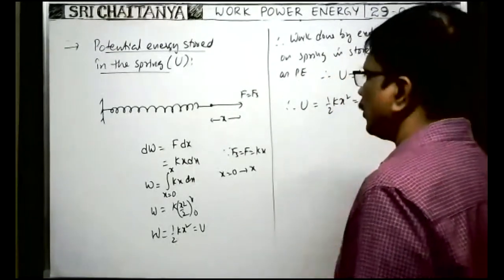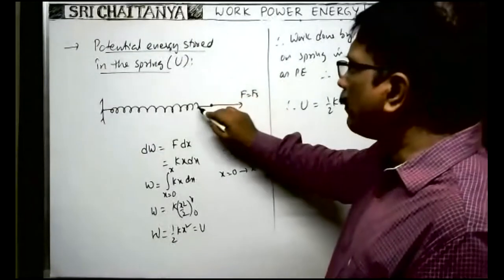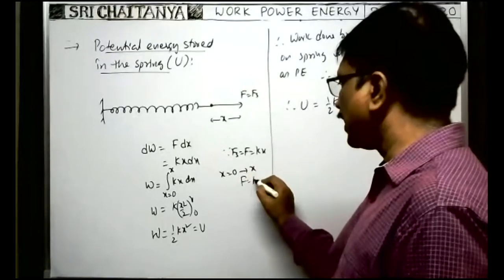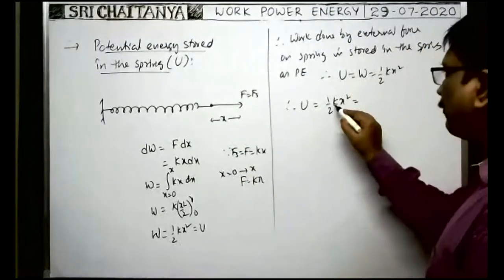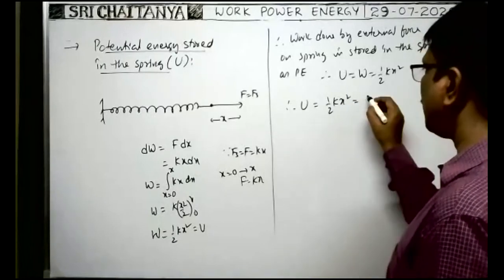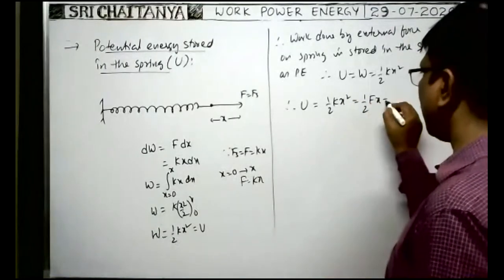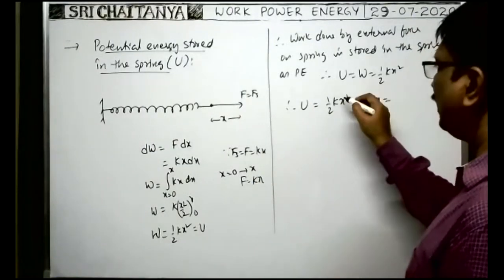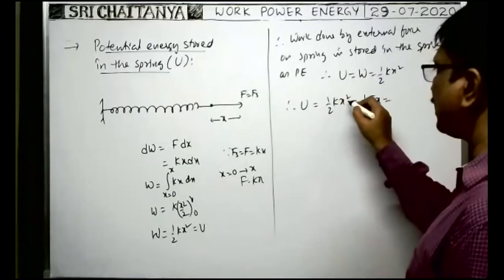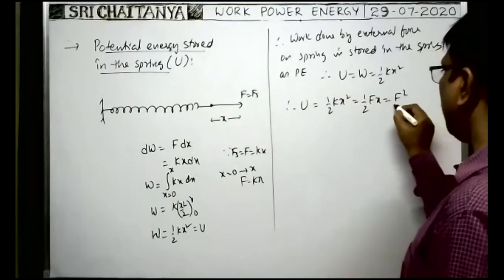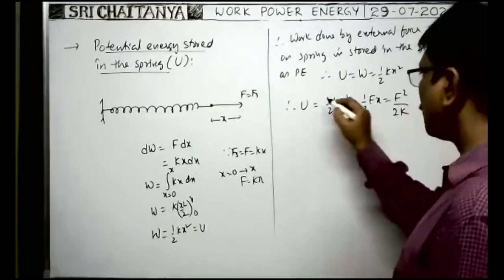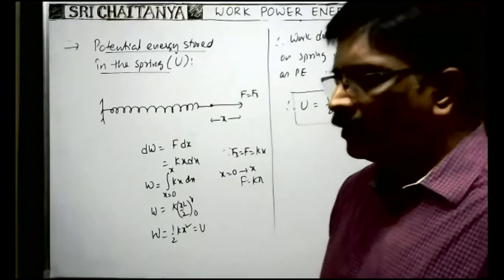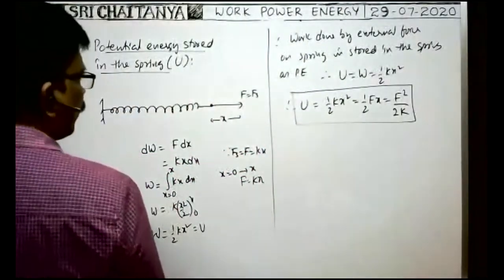We can write that is also equal to the following. Whenever the applied force on the spring is F, the spring force developed is F equal to kx. Instead of k into x, you write F; one more x is there, so half F into x. Instead of x, you write F by k, so F by k whole square is F square by k square. K square cancels, leaving F square by k, and with the half, F square by 2k. So these all are the formulas for potential energy stored in the spring.